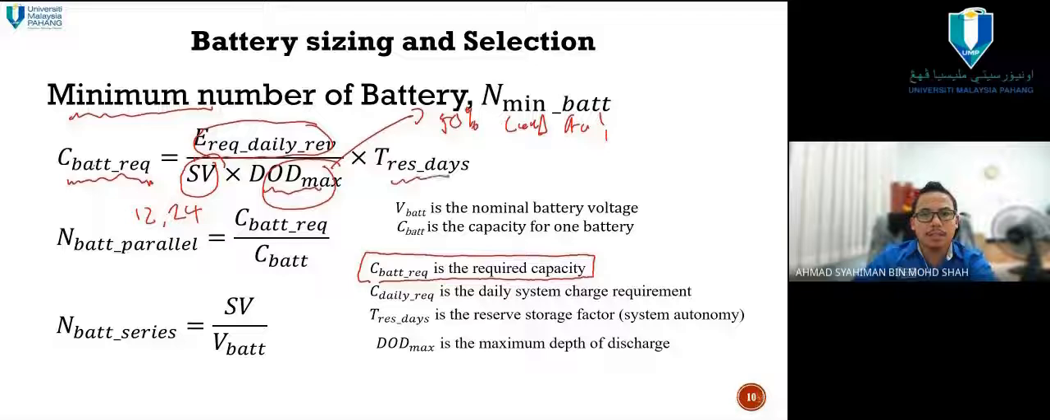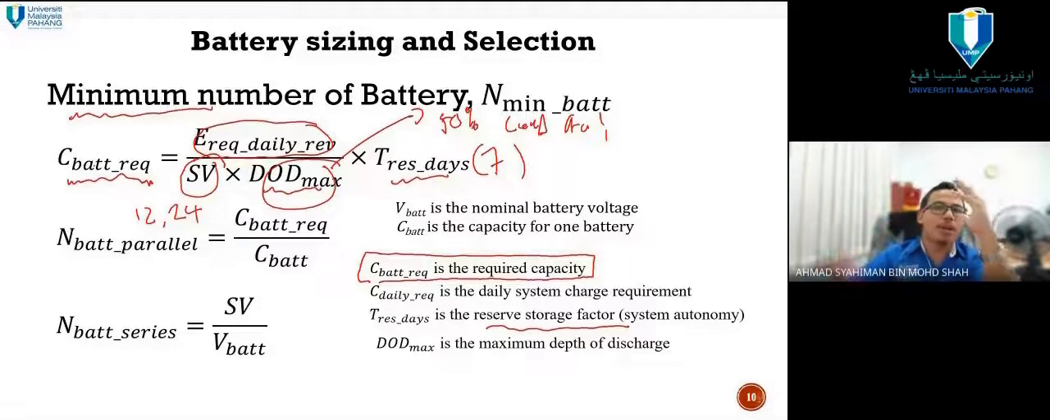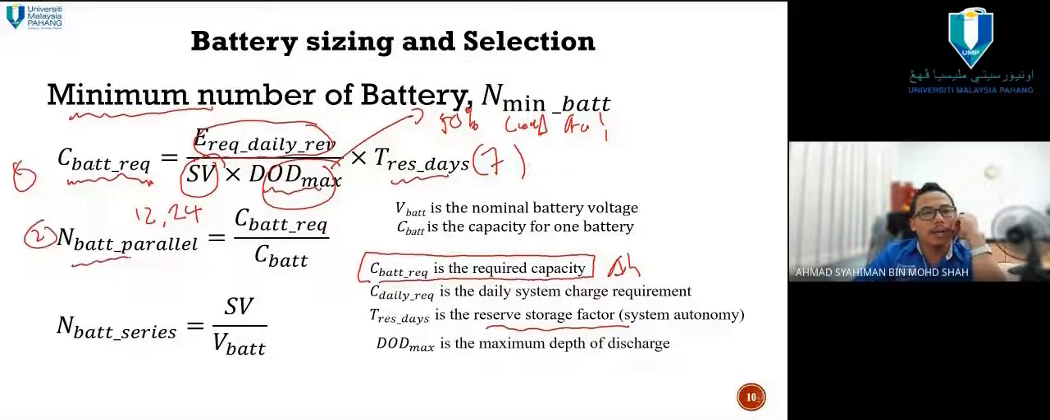Then T days is the reserve storage factor, system autonomy. So how many days do you want the system to withstand? For example, you want to use a small PA system for the campsite for a week. A week means 7 days, so you need to multiply by 7. Okay, times 7. And then you are going to get the total required battery capacity in AH. And then next is N batteries in parallel, so parallel connection of the batteries.